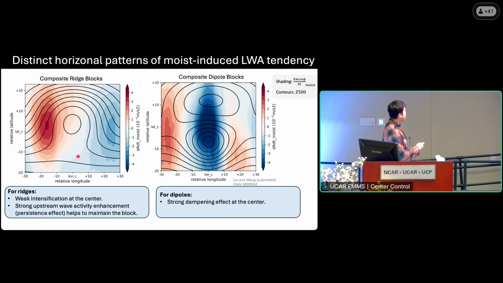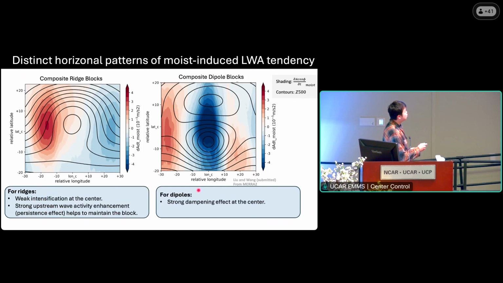So this pattern indicates that the moist process may not directly intensify the amplitude of the block at the central location, because the wave activity here is actually weak, close to zero. However, we do find a strong upstream wave activity enhancement, and this structure tends to shift the block upstream, or westward. This is against the downstream propagation, so it helps to maintain the block and make it last longer. So we summarize it as a persistence effect for ridges.